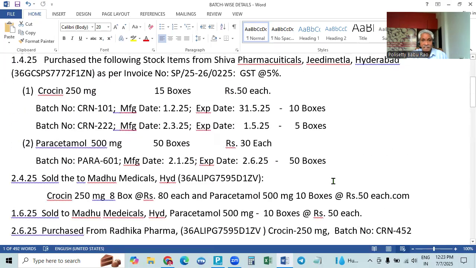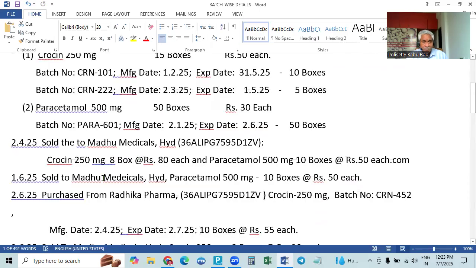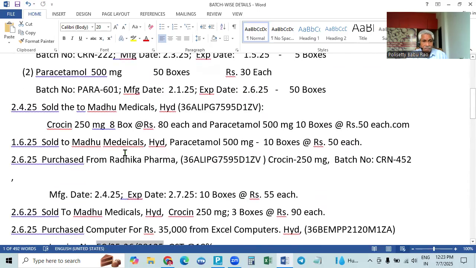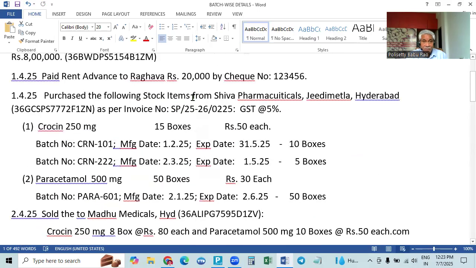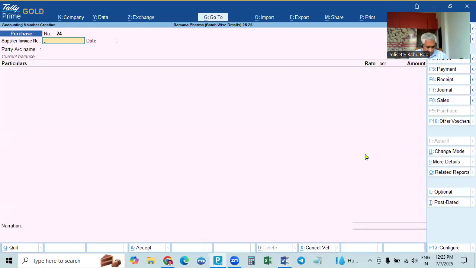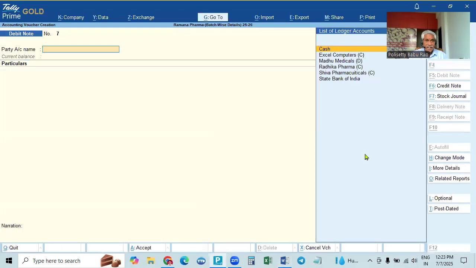Who is the supplier here for us? We purchased from another person, Radhika Medicals, and that is still valid, available, not expired. But this one we purchased only from Shiva Pharmaceuticals, and 7 boxes expired. So we will take up the voucher, and here Alt F5 is the debit note.